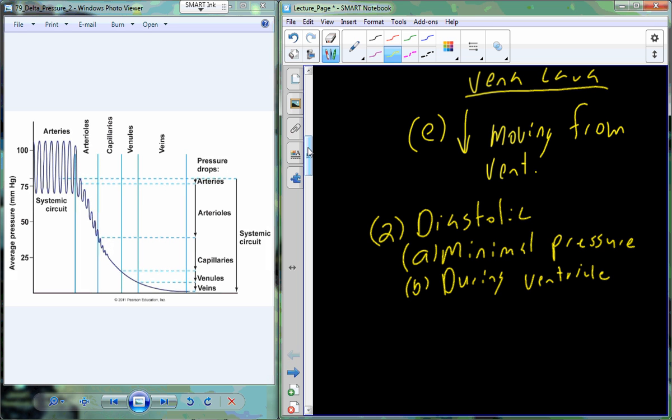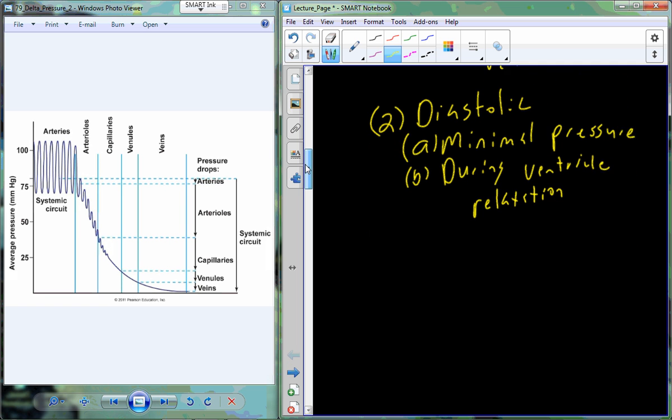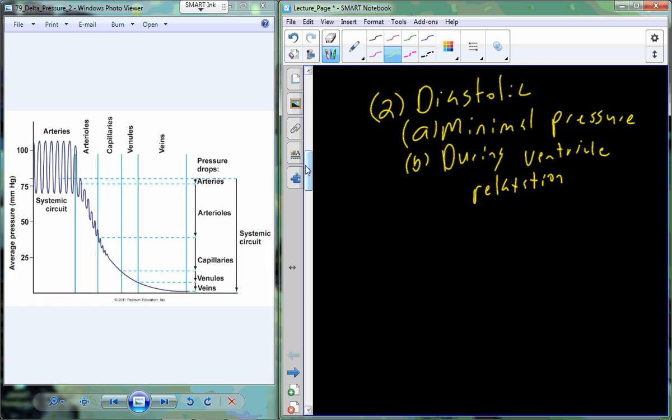And this is going to be the pressure in the system during ventricular relaxation. So when the ventricle is not contracting, when it is in its relaxed state. Here too, just to give you an idea of the greatest diastolic pressure, this is also going to be in the ventricle. And the lowest diastolic pressure, which you probably can gather from this figure here, is going to be in the vena cava.